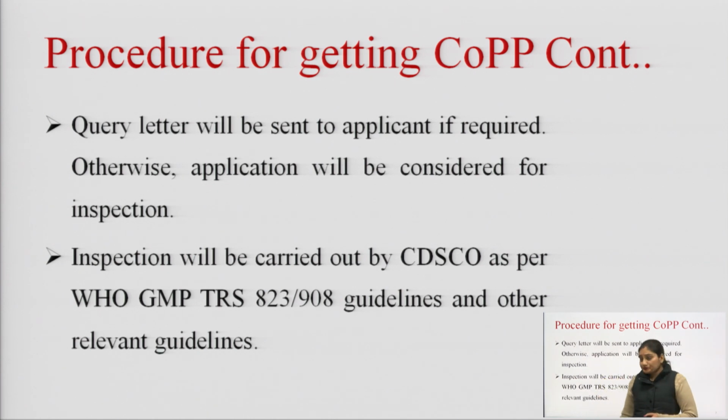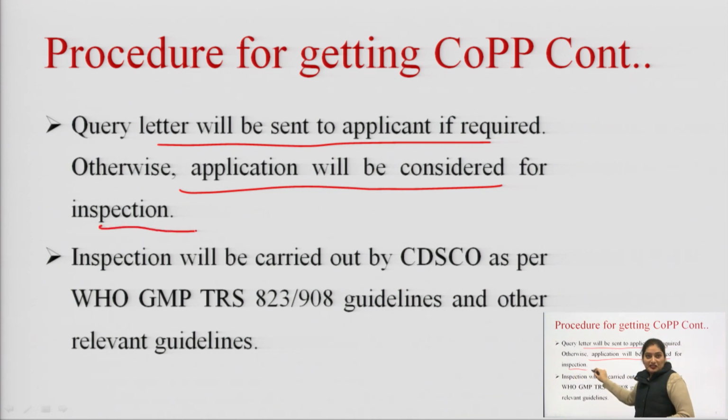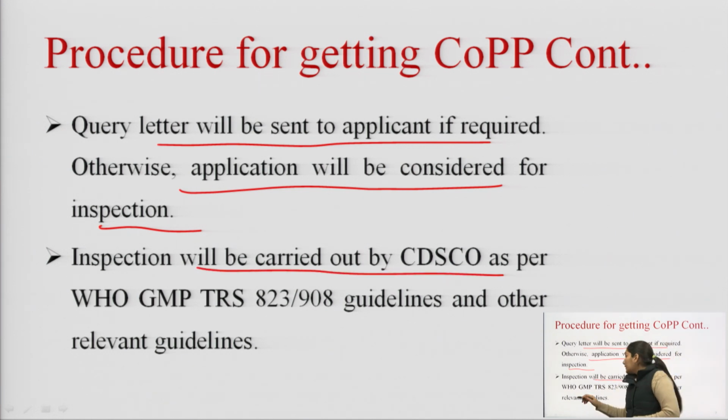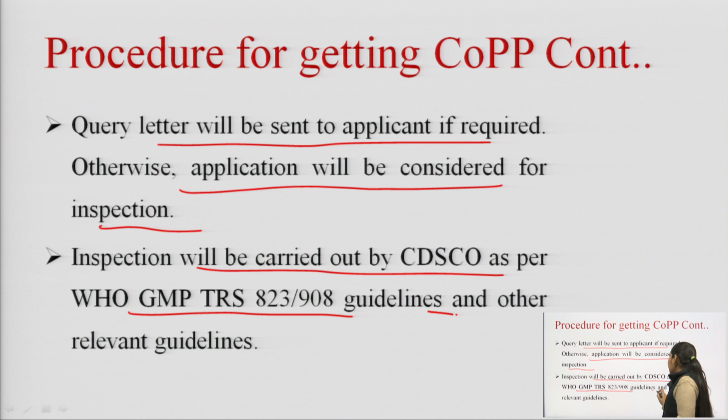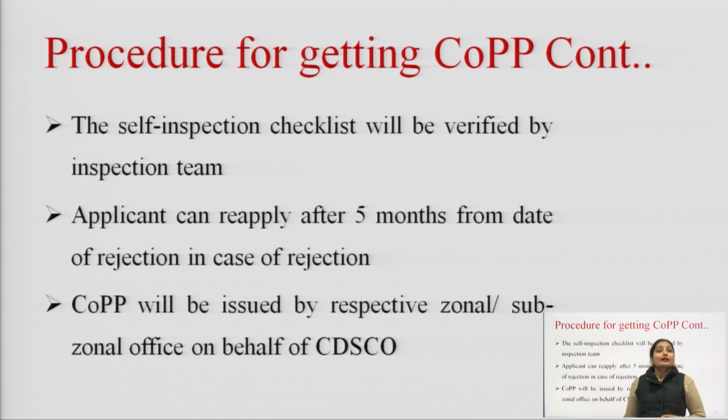So, the next step is that a query letter will be sent to the applicant if required, otherwise the application will be considered for inspection. Step number 4 is that inspection will be carried out by the CDSCO as per WHO GMP TRS 823-908 guidelines and other relevant guidelines. Next, the self inspection checklist will be verified by the inspection team.